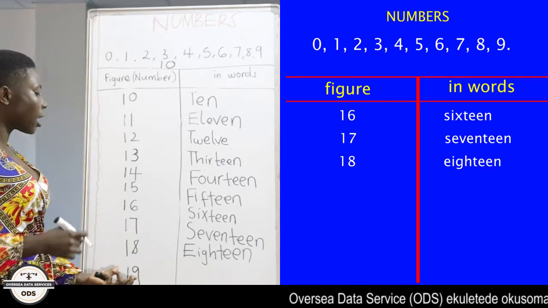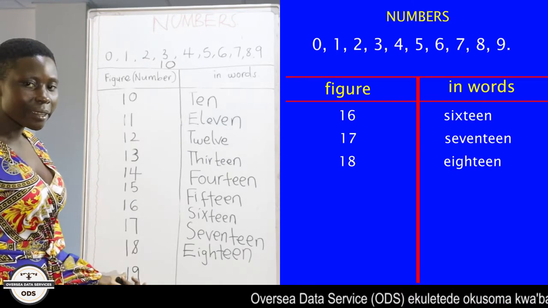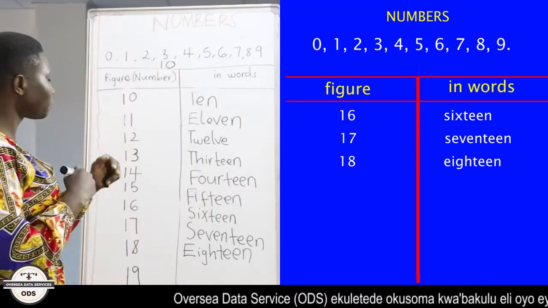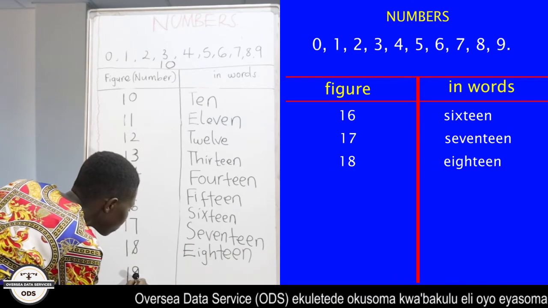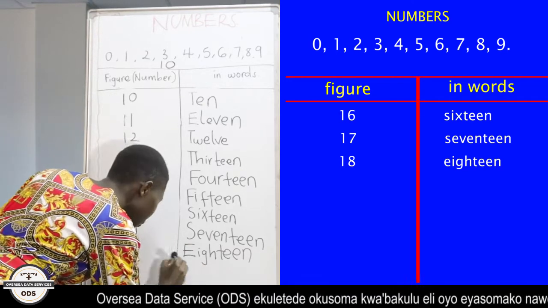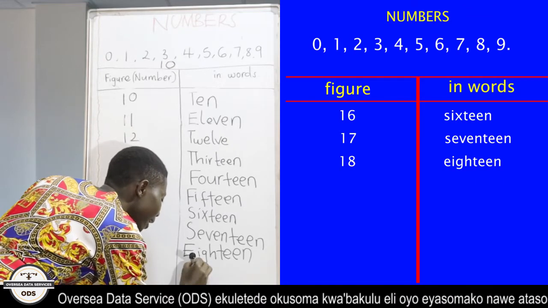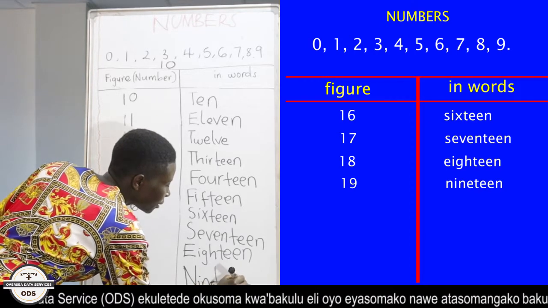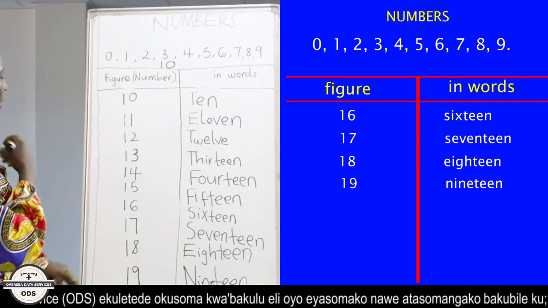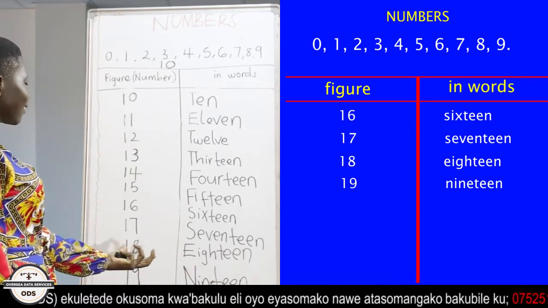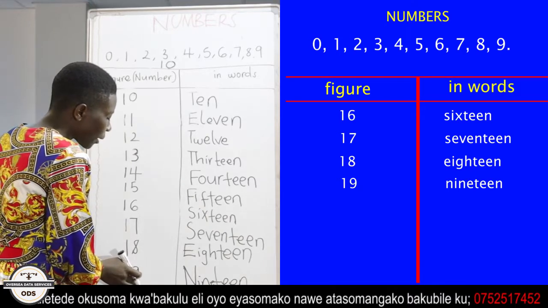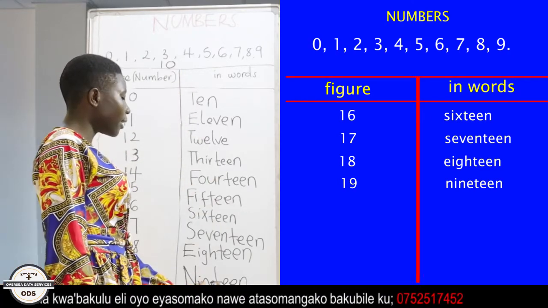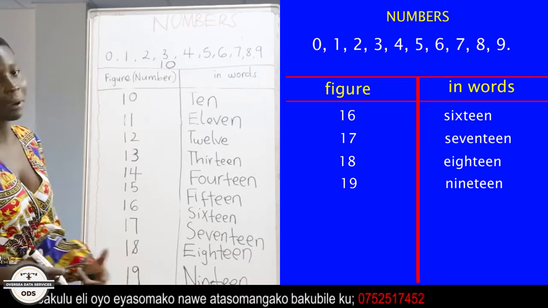When you reach number 19, of course you know that you're going to another number. How do you write 19? 19 in English, it is 9, then you add the word teen. Okay? Number 19. This is the way we write it in figures, then in words we write it like this. Okay? Clear.